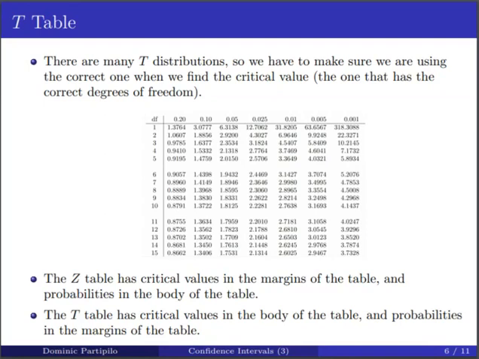Now, the other thing we have to be careful with here is that the z-table, remember, had the critical values in the margins of the table and the probabilities or the percentiles in the body of the table. And the t-table is actually the other way around. The t-table is going to have the critical values in the body of the table, while the probabilities are going to be in the margins of the table. So remember when we were looking for, say, the 80th percentile of the standard normal distribution, we would find that in the middle of the table somewhere, and then check whatever value of z from the margins corresponded to that. Now with the t-table, it's going to be the other way around.